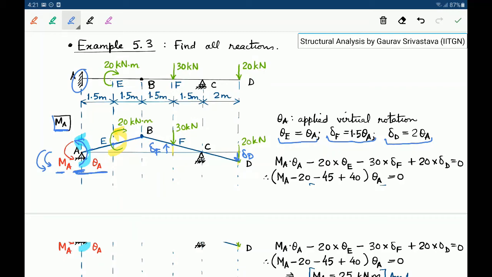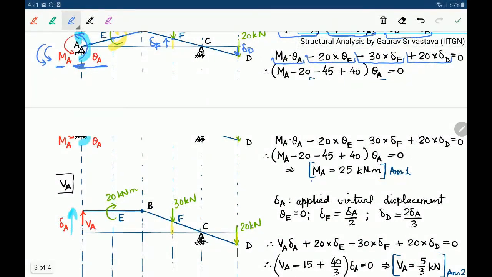So then we can write the principle of virtual work. So plus MA times theta A minus 20 times theta E minus 30 times delta F plus 20 times delta D. Okay, all of that is equal to 0. So eventually we can solve and we can get MA is equal to 25 kilonewton meter.